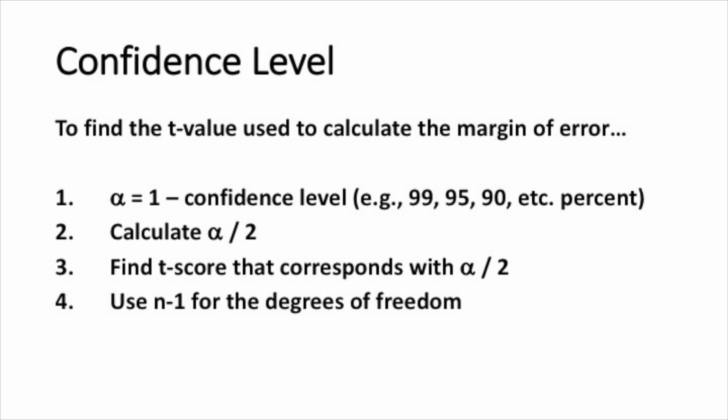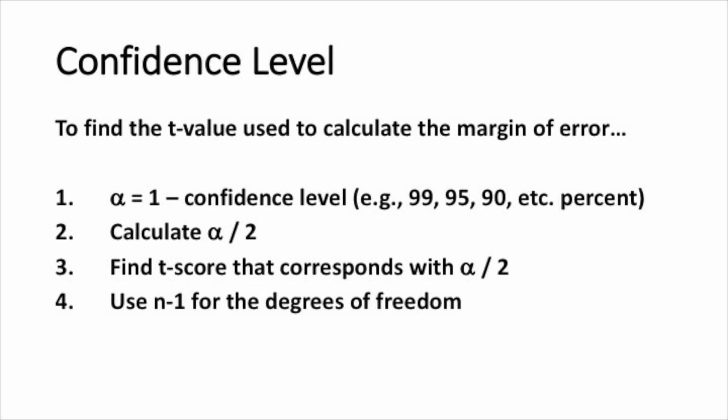Here are the steps that you follow to find the t-value that you'd use to calculate your margin of error. First, you set your confidence level. Again, it could be 99%, 95%, 90%, whatever. You take 1 minus the confidence level. That gives you the value for alpha. So let's say you do a 99% confidence interval. 1 minus 99% would be 1%.